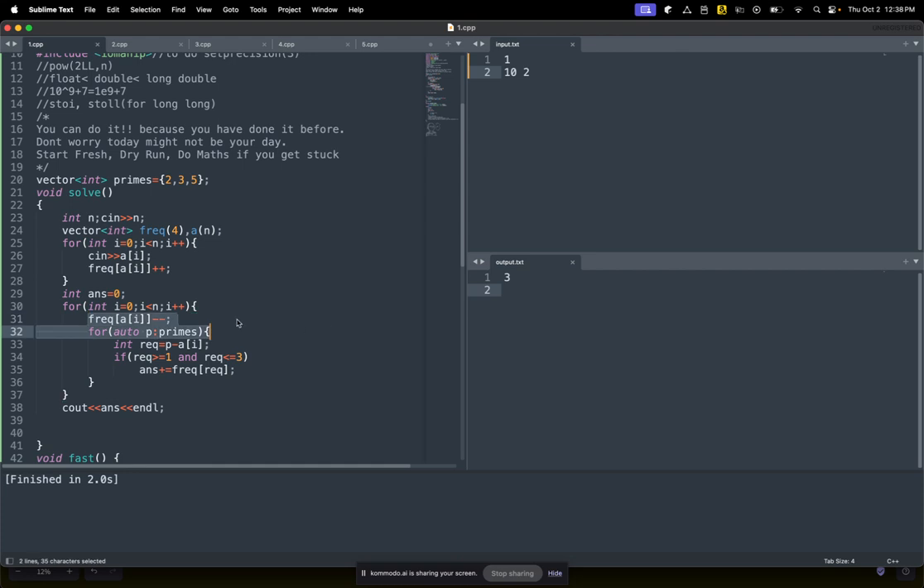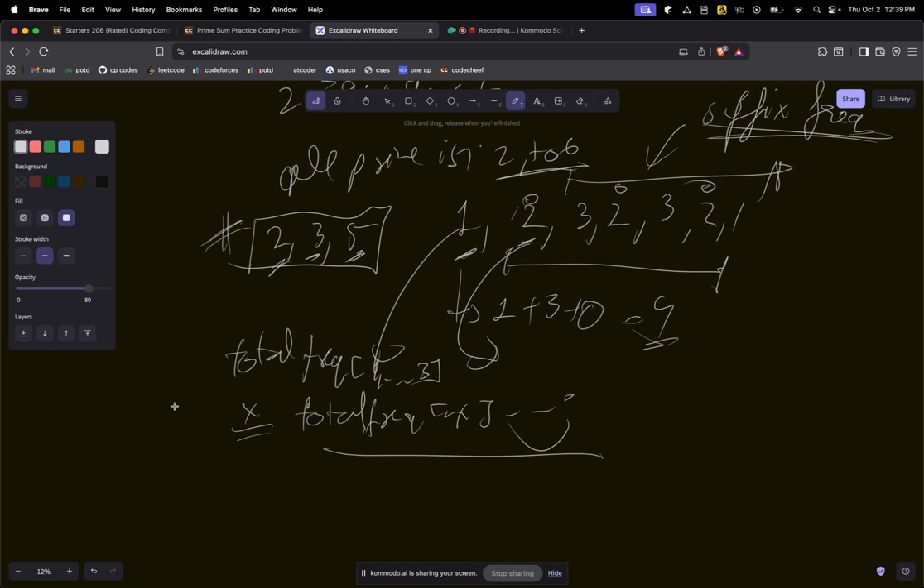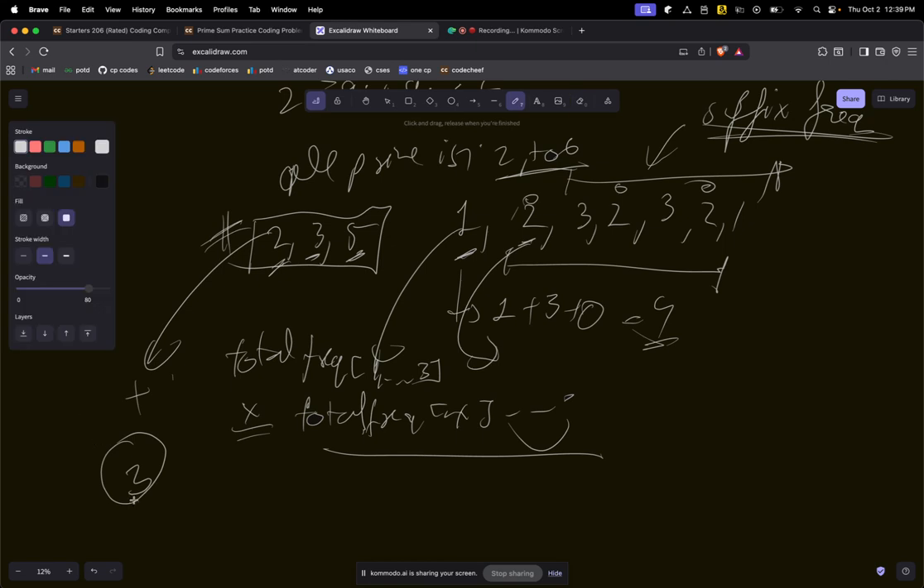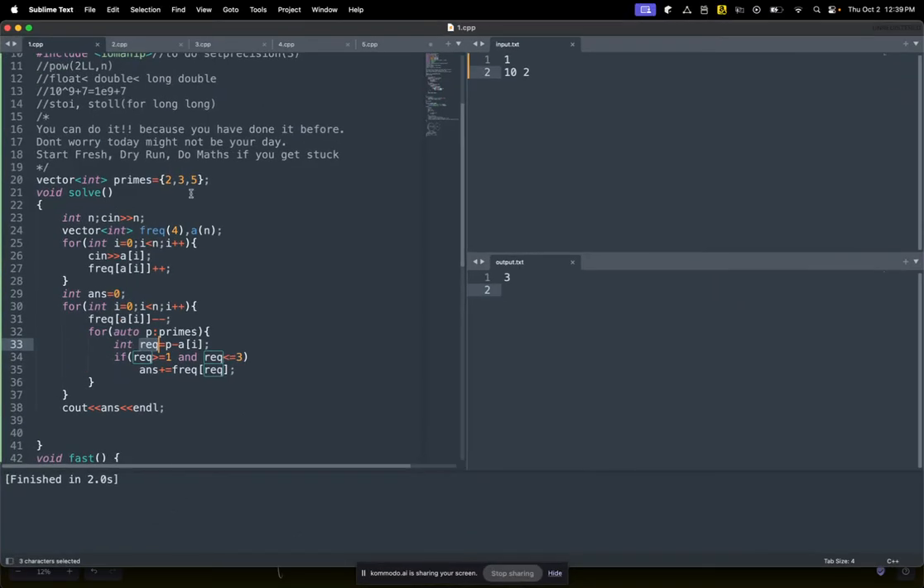As I said, at x value I can reduce the frequency of it, and then go over all the primes and get the requirement. So if I'm at, let's say, the 3 value and I'm calculating for 2, I would need, so 2 plus what equals 3. Sorry, rather 3, I'm at 3, right? So 3 plus what equals 2, so that is just 2 minus 3. Again, minus 1 is not possible here, and that is what we handled in our code as well.